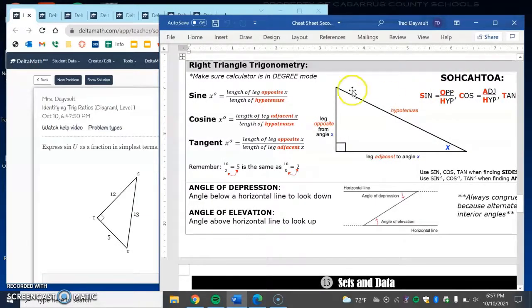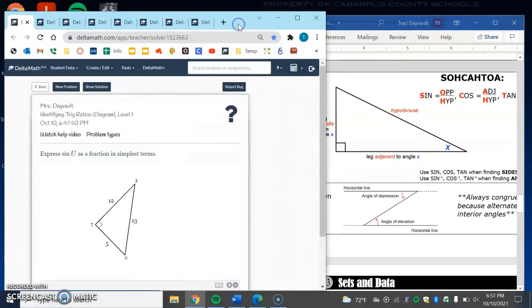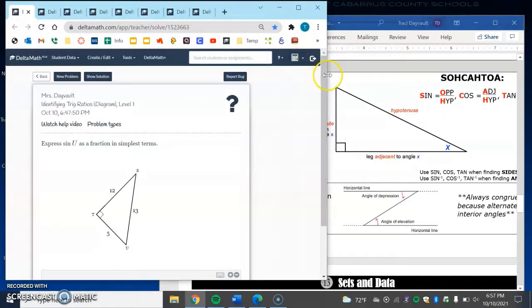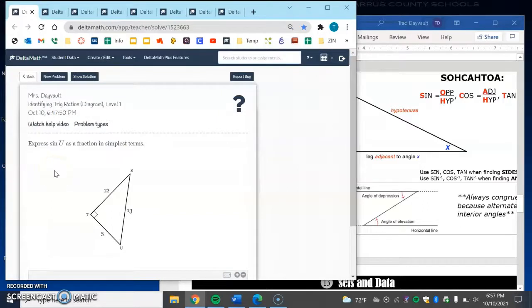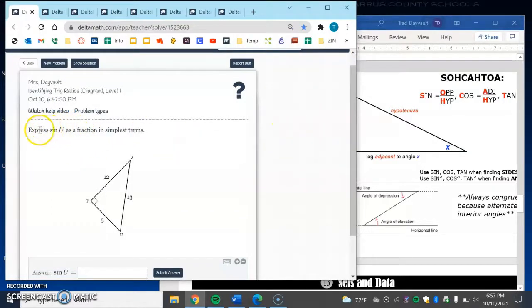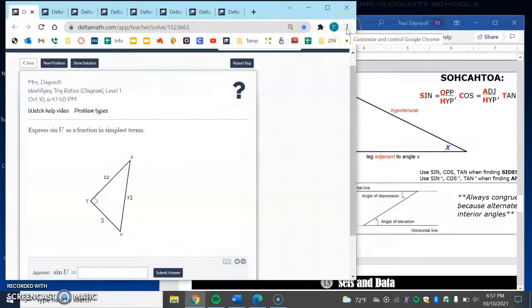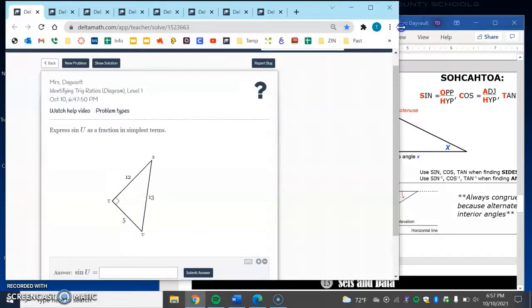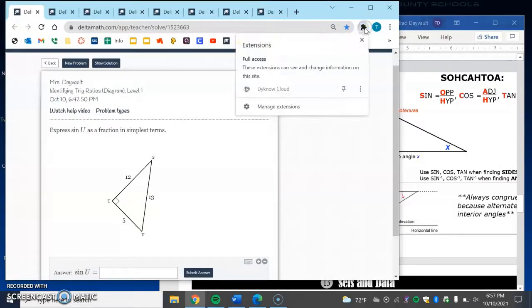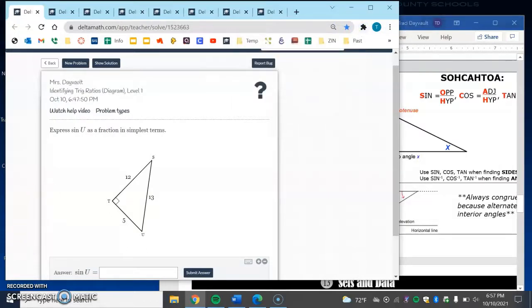All right, let's do some examples. I know this is very new for some of you, but it's really not that challenging. First of all, this says express the sine of U. That means that U is our reference angle. If I had put a reference angle up here, then it would have a different opposite and adjacent. So it is very important that you pay attention to which angle is the reference angle because it's going to have different ratios.